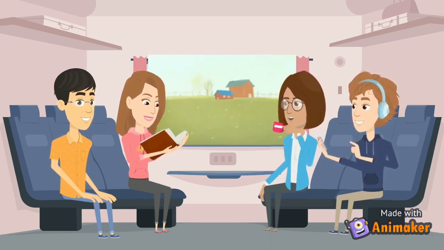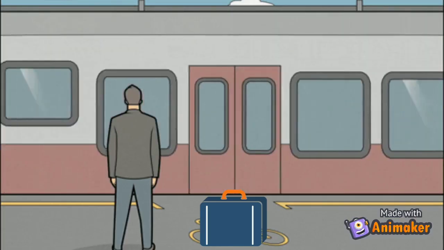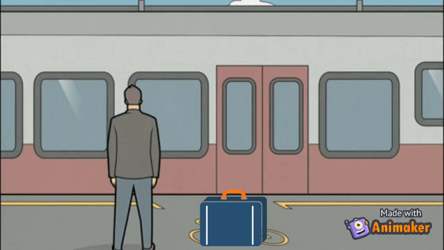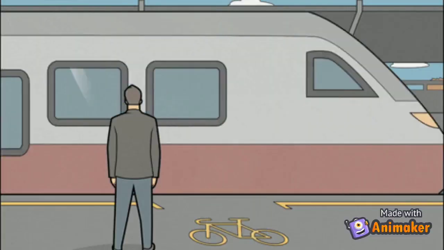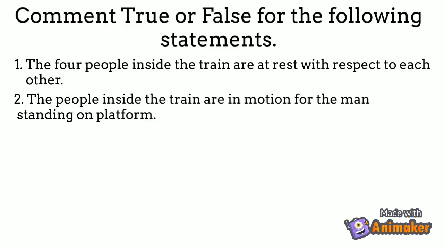There are 4 people sitting in a moving train. The train passes through a station and a man standing on the platform is looking at the train. Comment true or false for the following statements. Don't consider the movement of hands in motion.